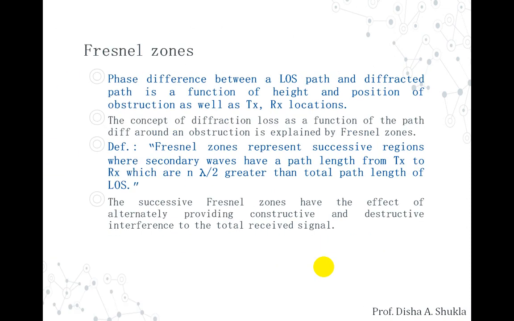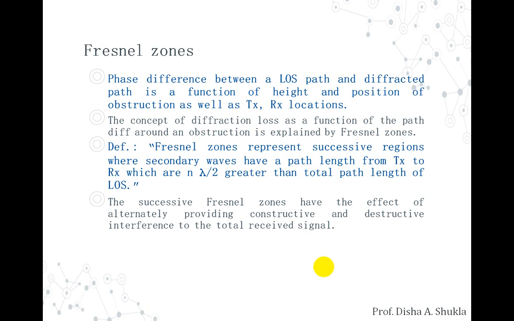So the Fresnel zone can be defined based on the phase difference between a line of sight path and the diffracted path. It is a function of the height and position of the obstruction, as well as the Tx, that is the transmitting antenna, and the Rx, the receiving antenna location. The concept of diffraction loss as a function of path difference around an obstruction is explained using the Fresnel zone.